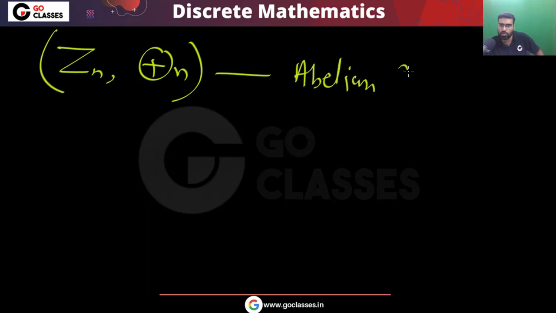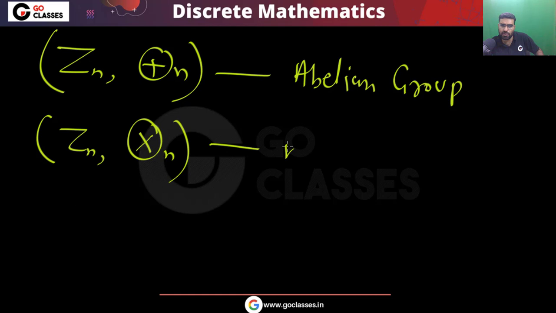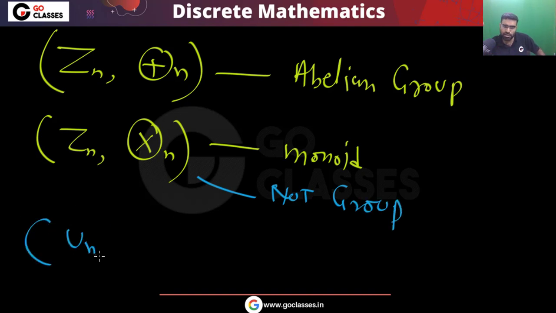But if you notice, Zn under multiplication modulo n will be a monoid but not a group. That will not be a group. And I told you that Un under multiplication modulo n will be a group, an abelian group. So I hope this point is clear.